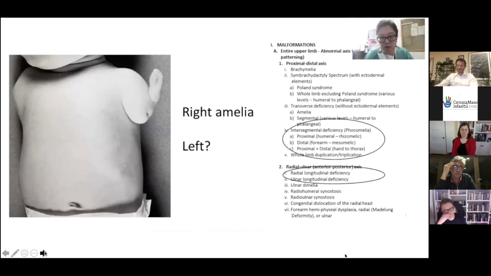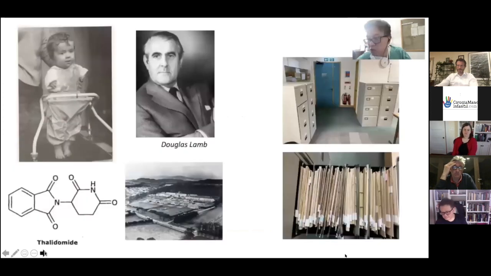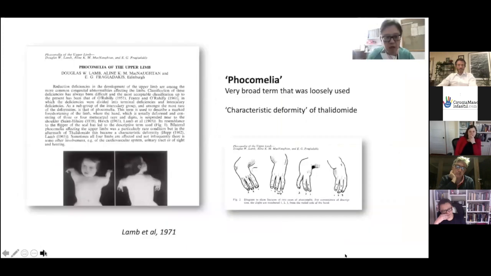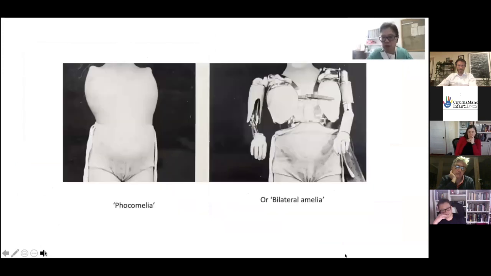Now, you may wonder why some of my pictures are black and white, and that's because I recently acquired a treasure of notes from the late Douglas Lamb, whom some of you may know treated several children from the era of the thalidomide tragedy. So we're currently going through these old notes and reclassifying these conditions, many of which were classified as congenital absence. This has been quite an exercise. Now, in his time, the term phocomelia was very broadly used, very loosely used, and it was also described as a common characteristic deformity of thalidomide. And it's interesting to note, not much has changed in the past 40 years about nomenclature.